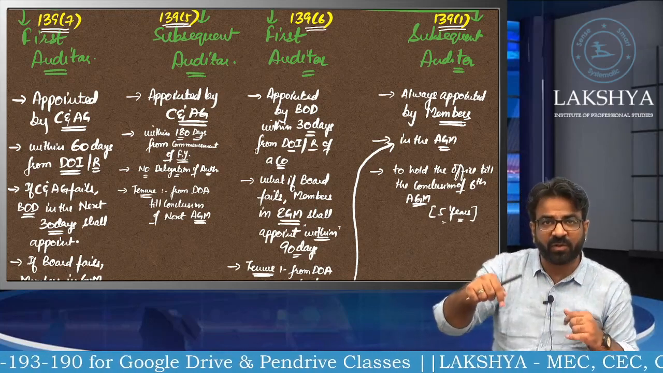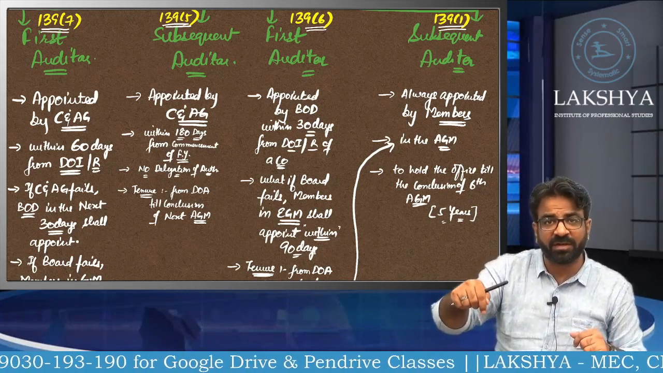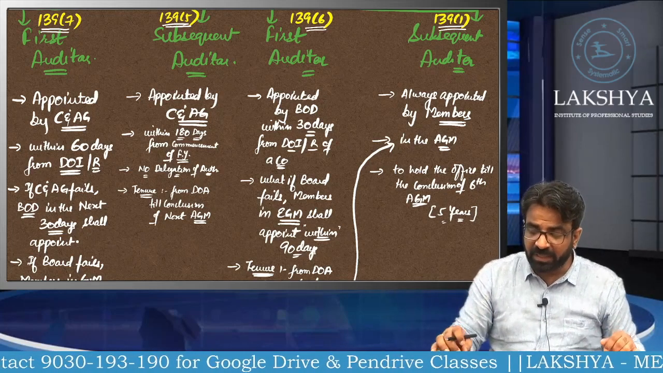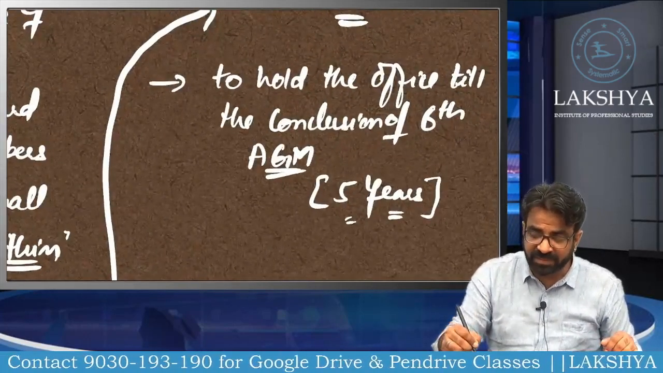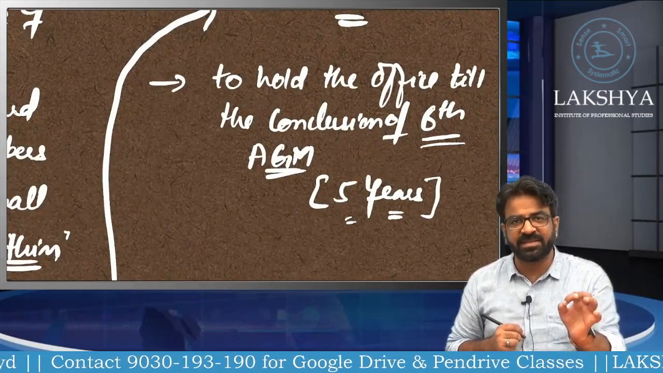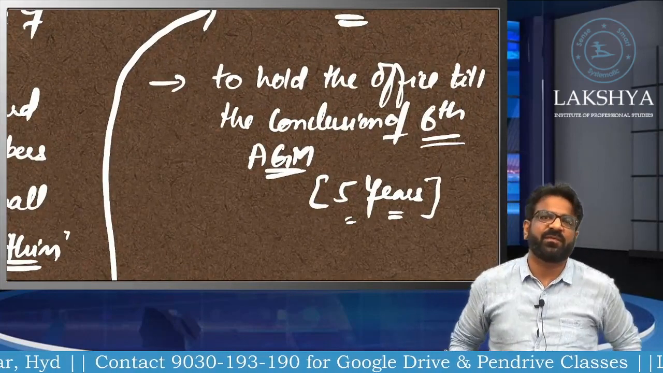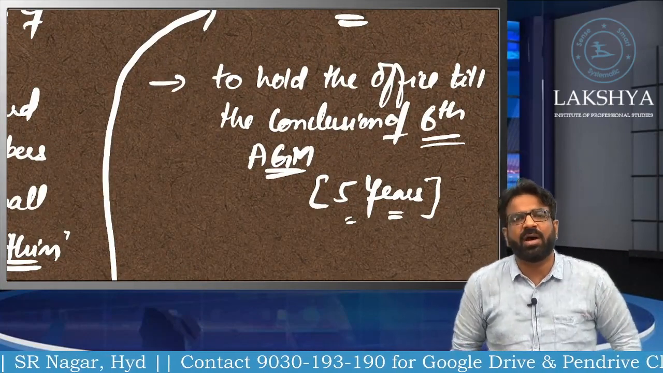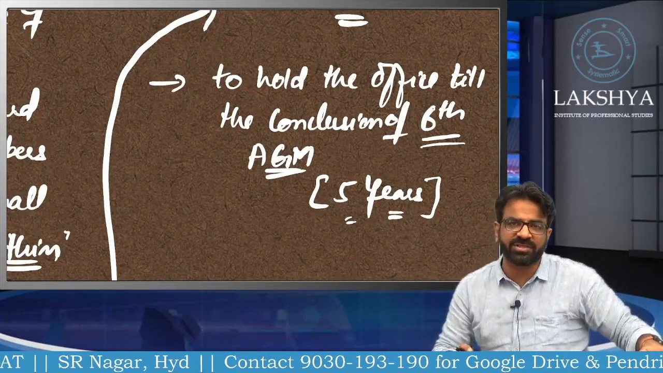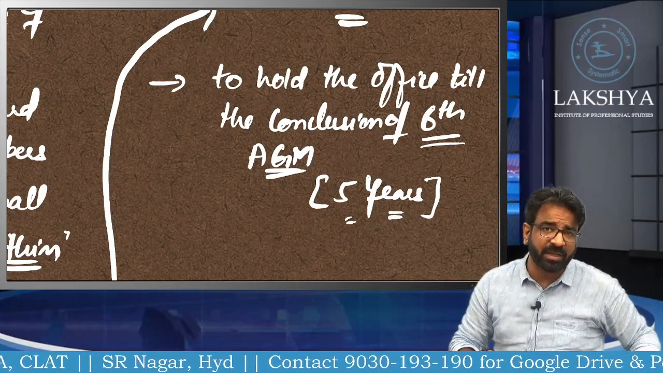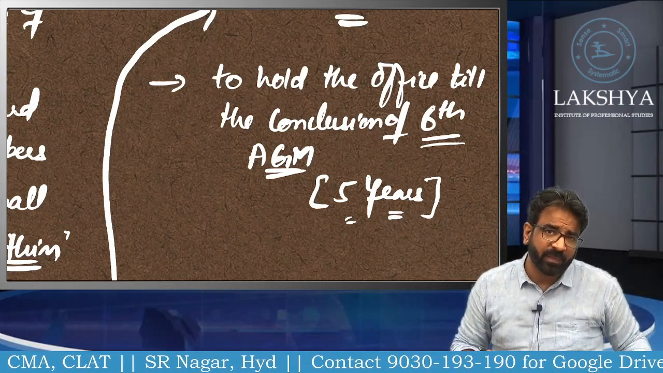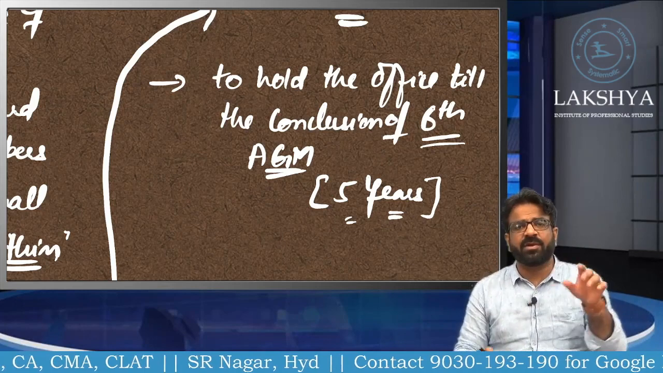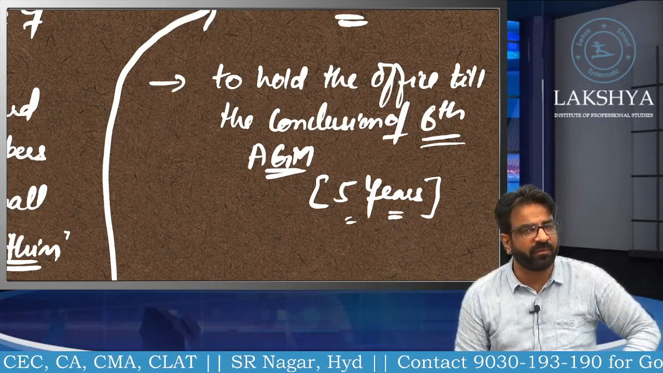And what is the tenure of a subsequent auditor of a non-government company? Till the conclusion of the next AGM, or the 6th AGM. The 6th AGM means for a period of what? 5 years. Once appointed, 5 years of relief. You are not going to change the company. It means, I'm not saying you are permanently employed. Only for 5 years, you are going to take care of the audit assignment of your client.